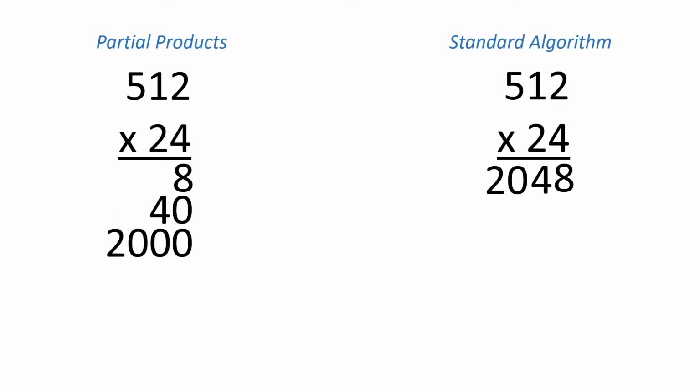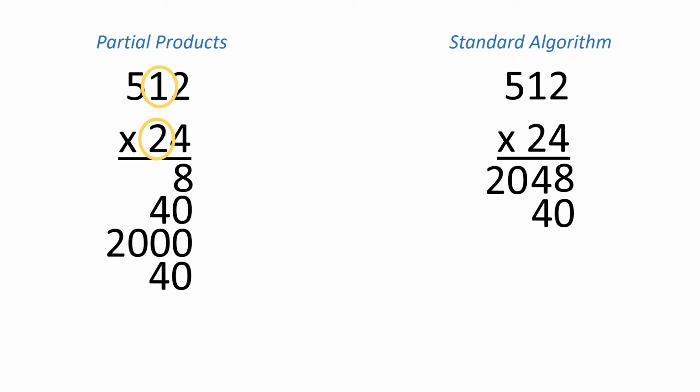Now it's time to multiply each digit by the 2. In the partial products method, though, we remember that because the 2 is in the tens place, its value is 20. So we multiply 20 times 2 for an answer of 40. Over here, we also must remember that the value of the 2 is 20. So we place a 0 in the ones place and see the same answer.